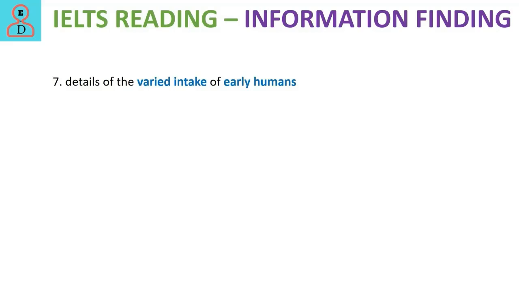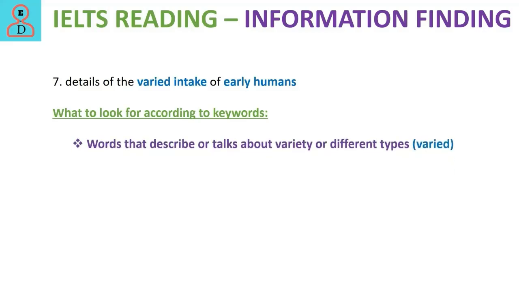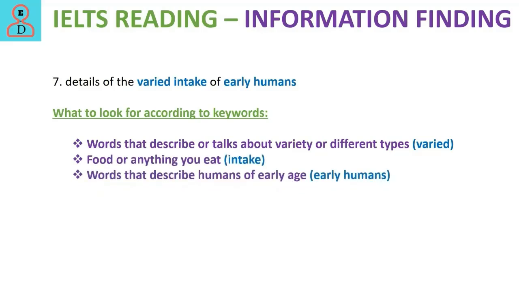Let's go through the last statement. The keywords here are varied, which means variety or different types of; intake, which means something you eat; and early humans. So combining these keywords, we know that the paragraph must talk about the different types of foods that early humans ate. Now remember, early humans always refers to the humans which existed thousands of years ago. For example, humans living in the Stone Age.